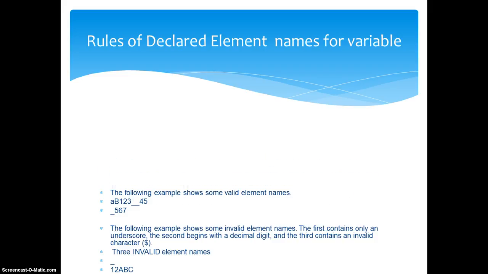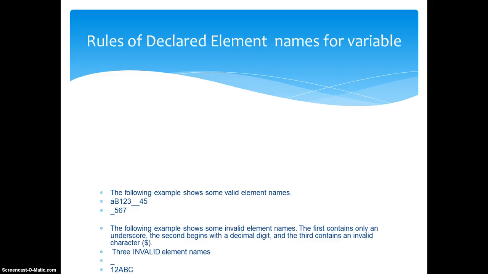Now the following are examples of valid variable names. We can declare variables like a in small letters, capital A, 123 underscore underscore and 45, then underscore 565. So these are valid variable names.